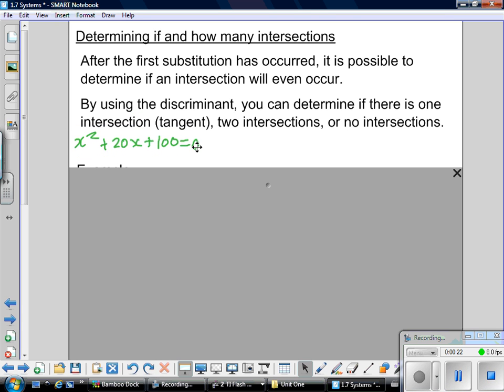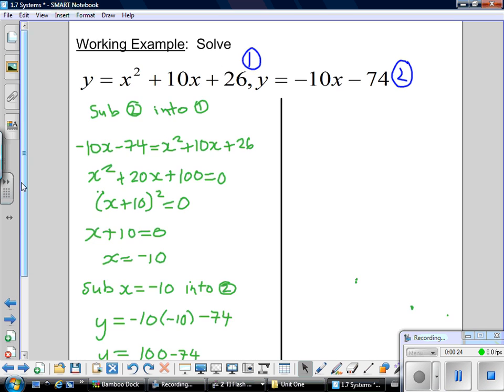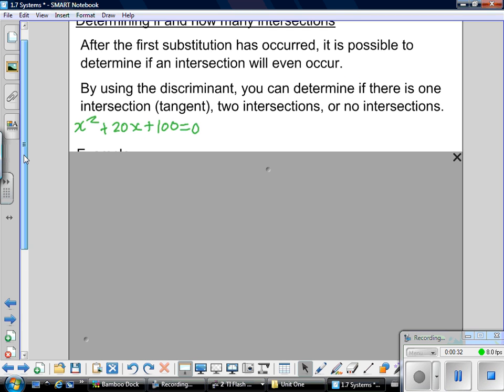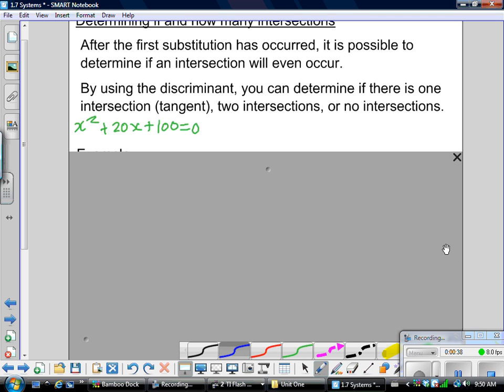But say, for instance, I get it to this spot. I'll just go back for a second. This is after I've done my substitution, I've got everything to the one side. So after I have that, I can actually calculate the discriminant. And when we calculate the discriminant, we can see that there would be one real root. In other words, one intersection, so a tangent.